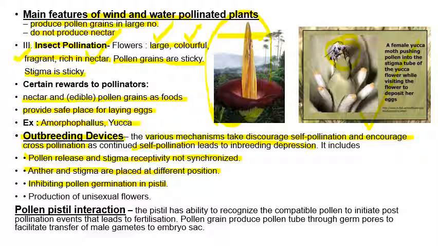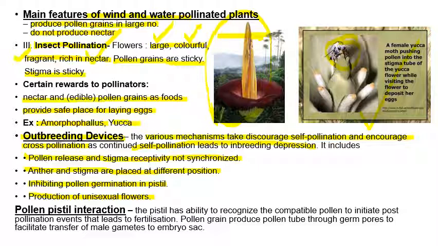The last one, production of unisexual flowers. We know that there are plants like papaya and cycas. In cycas, we know that there are no flowers. The plants are unisexual. But in angiospermic plants, papaya is the example, where the plant has either staminate flowers or pistillate flowers. The opposite gender is not present. So it is very easy for them to discourage self-pollination and to do cross-pollination.